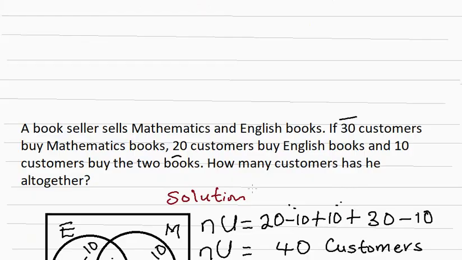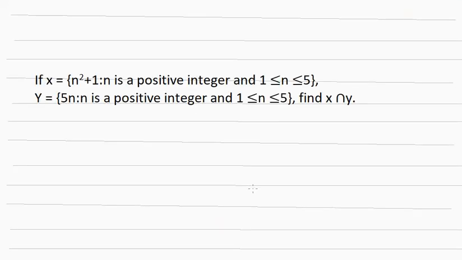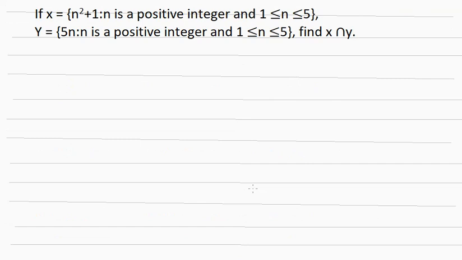Okay, so let's proceed. I have another question here. This one goes like this. If x is equal to n squared plus 1, such that n is a positive integer, and of course 1 is less than or equal to n and n is less than or equal to 5, that simply means that n ranges from 1 to 5. Then y is 5n, where n ranges from 1 to 5. So we have to find x intersection y.